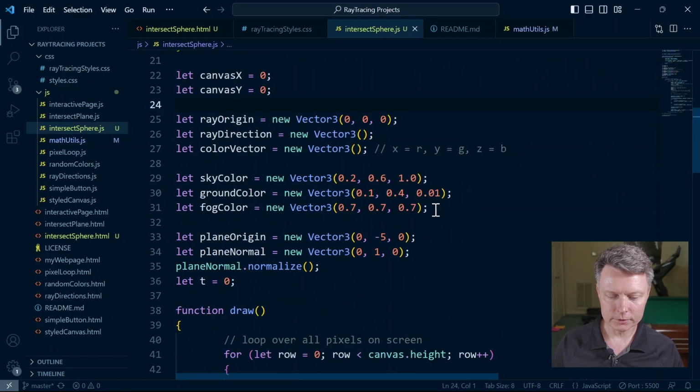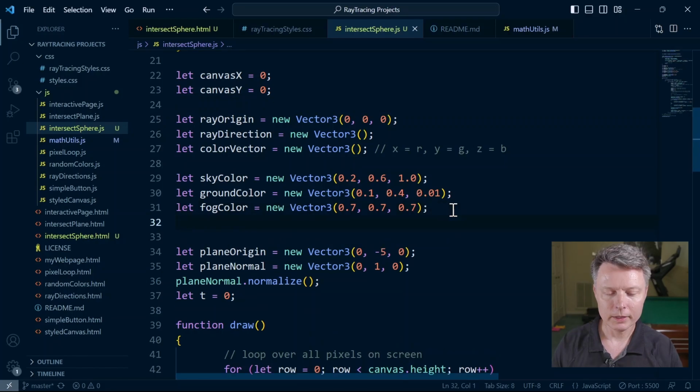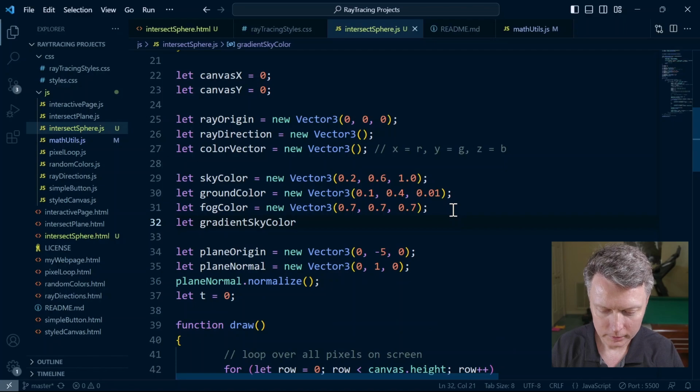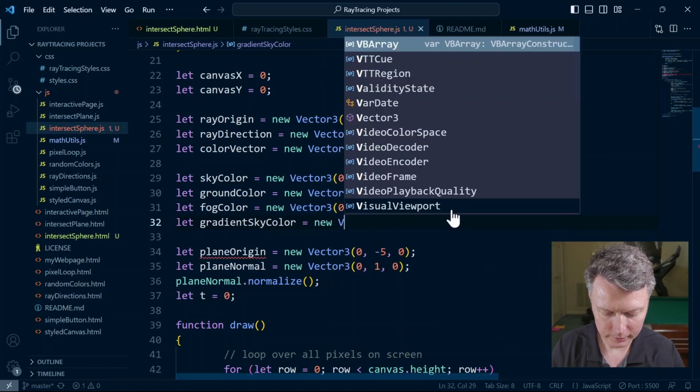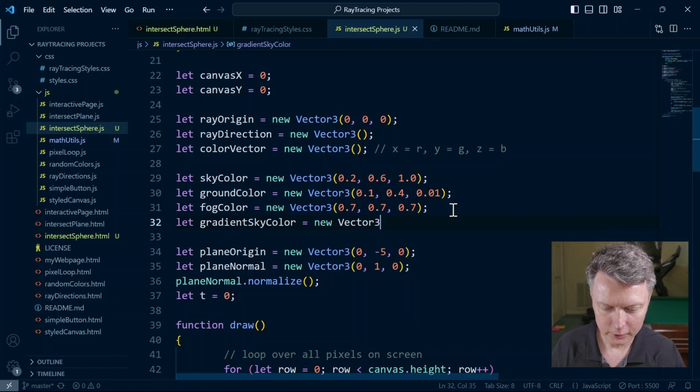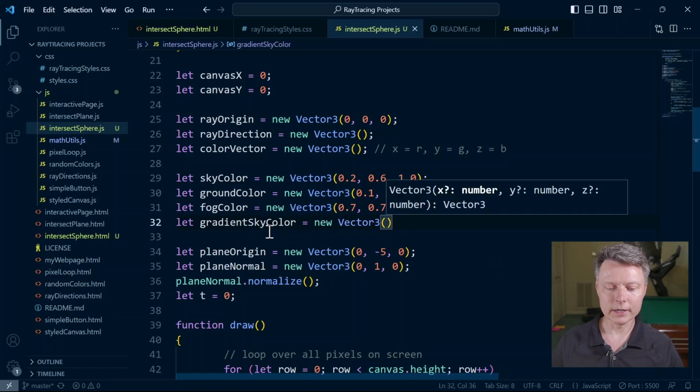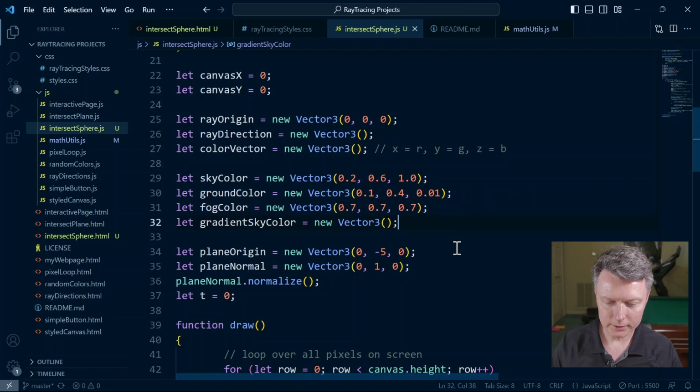So go under where it says fog color and hit enter. And I'm just going to add a new color, which is a vector 3. So let's call this gradient sky color equals new vector 3. And remember, all colors are also vector 3s, just like the arrows and just like positions. And then this is a constructor function, so it needs parentheses, so opening parenthesis. And actually this gradient sky color will be computed later. And so even though it says we need an X, Y, and Z, it'll just default to zeros for those if we leave this blank. So just type semicolon at the end.